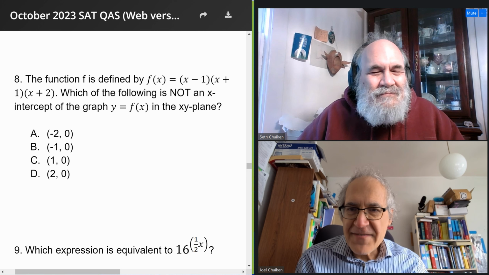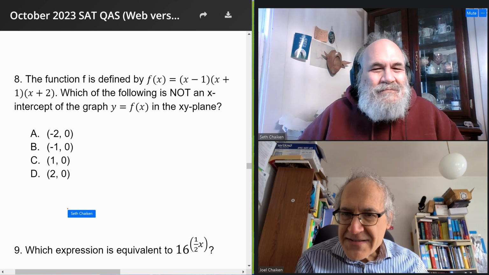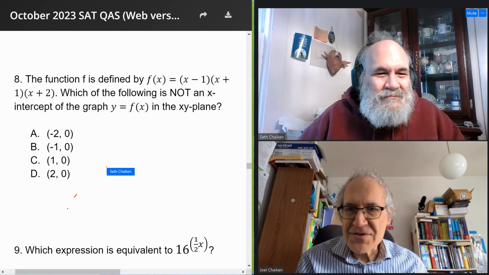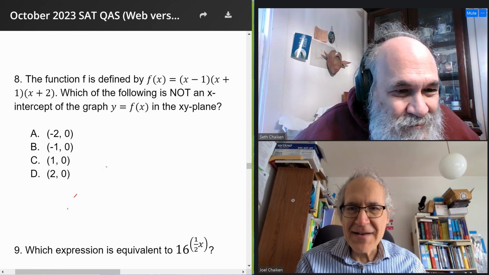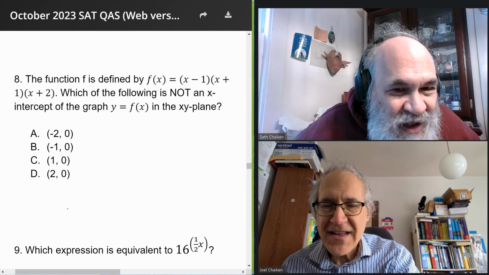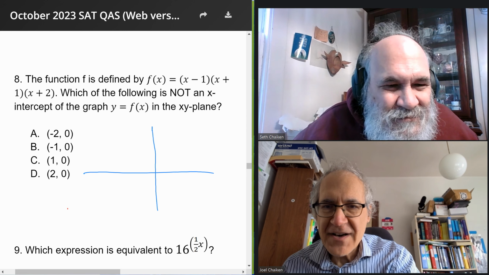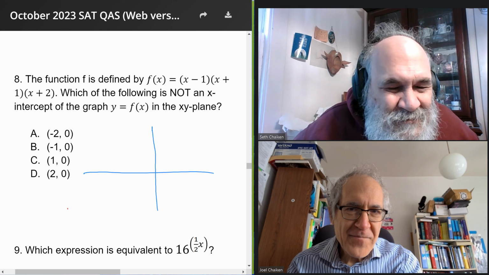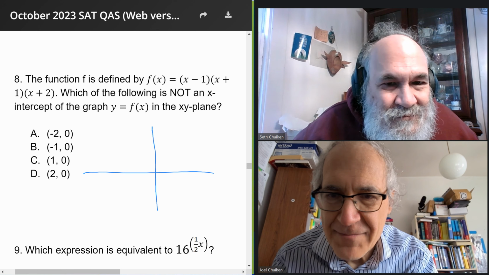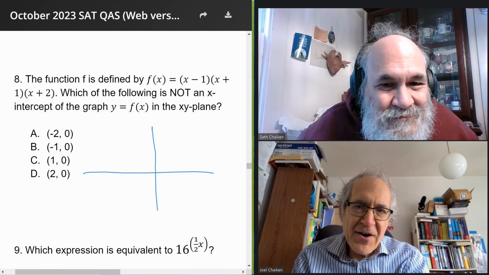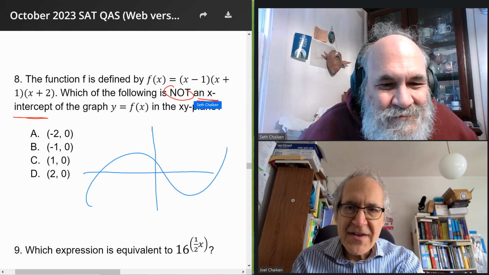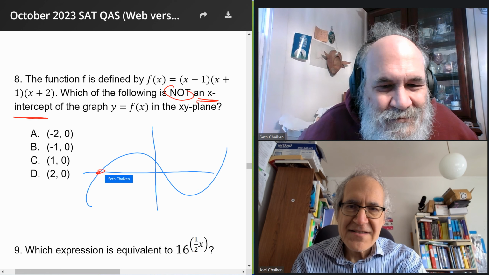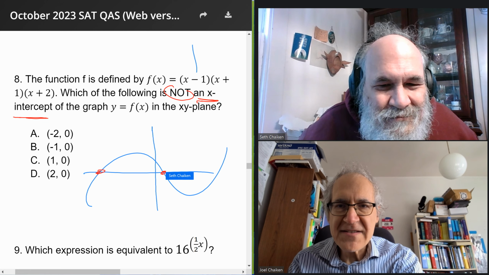The function f is defined by, I see, it's got three factors. Which of the following is not an intercept of f of x in the xy-plane? Oh, not an x-intercept. So that means this thing goes like this or something like that. It's not an x-intercept, right? So 1 is an x-intercept.